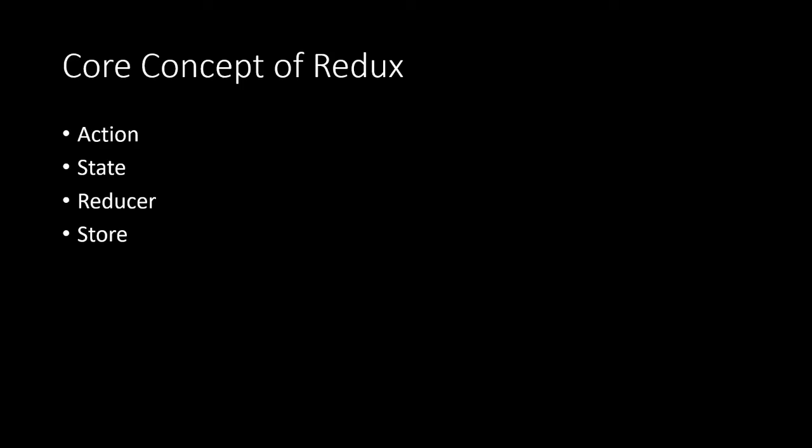Yesterday we talked about Redux in brief. Today we are going to look at the core concept of Redux. Basically, Redux has four main parts: action, state, reducer, and store. We will understand all of these in a little while.